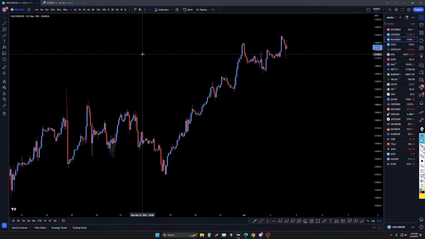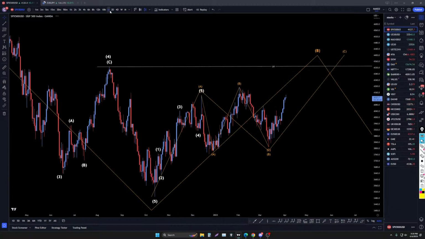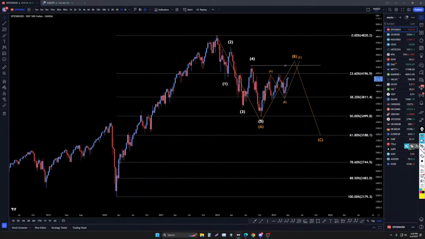So let's see, we got the Nasdaq. Let's look at the S&P 500 next. Getting pretty strong, exact same thing as the Nasdaq. I believe that we're in a wave B. I believe this is a 1, 2, 3, 4, 5 of A. I believe this is an A, B, C of B, and that it's going to turn back down.